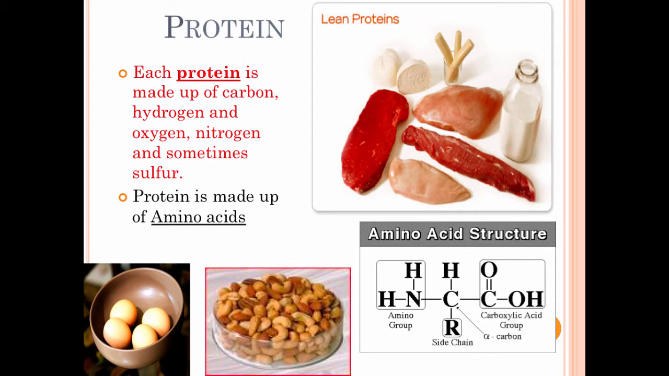Protein. We all know that protein is very good for us. Each protein is made up of carbon, hydrogen, oxygen, but now we're going to include some nitrogen in it and sometimes even sulfur. Proteins are made up of amino acids. So any type of protein, cheese, eggs, milk, meat, chicken, fish, shrimp, they're all animals, so therefore they were living, and they are organic. Nuts are even considered organic because they are also a plant that is living.